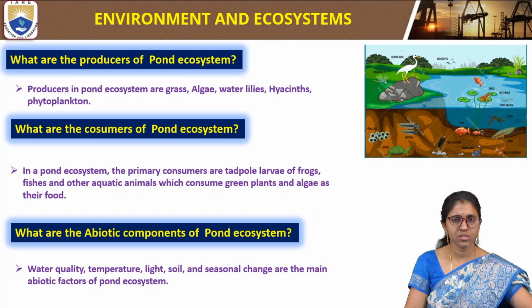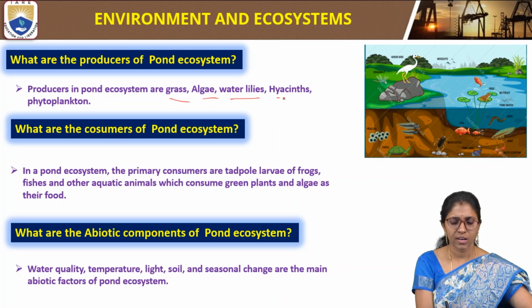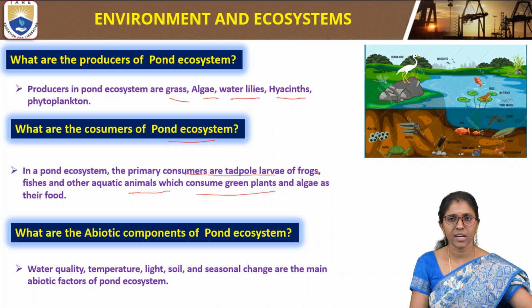So what are the producers of a pond ecosystem? Producers in a pond ecosystem are grass, algae, water lilies, hyacinth, and phytoplankton. The primary consumers of a pond ecosystem are tadpole larvae of frogs, fishes, and other aquatic animals which consume green plants and algae as their food.